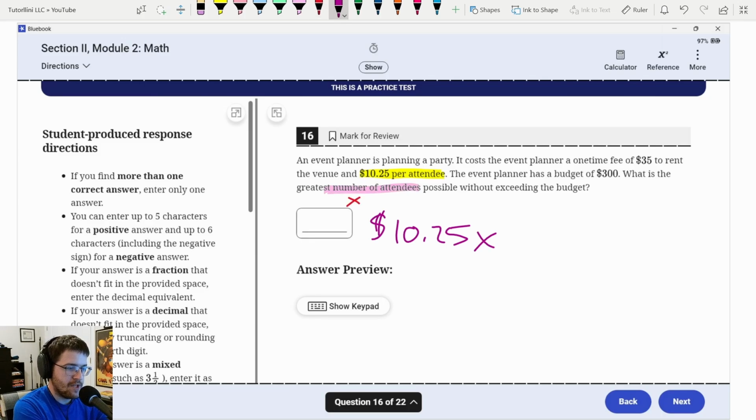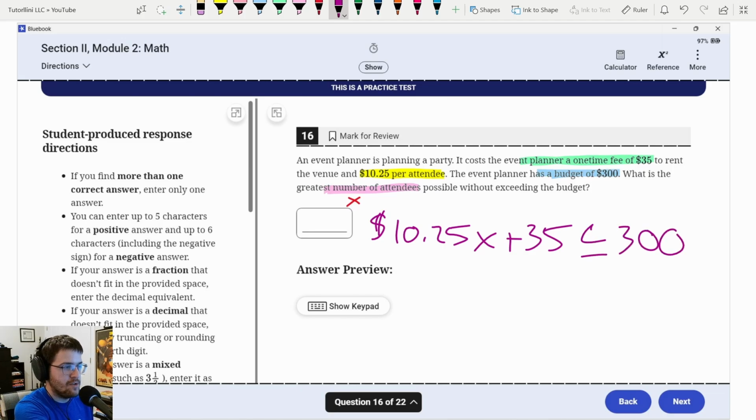Okay, and then we have a fixed cost. So she has a one-time fee. That's almost like a y-intercept. So mx plus b, 10.25x plus 35. And then it says we have a budget of $300. So budget, when you can't go over a budget, we typically use less than or equal to for that. A budget is just kind of like a real life word for maximum. So maximum you use less than or equal to. So we're going to do less than or equal to 300. Now we're going to solve this inequality.